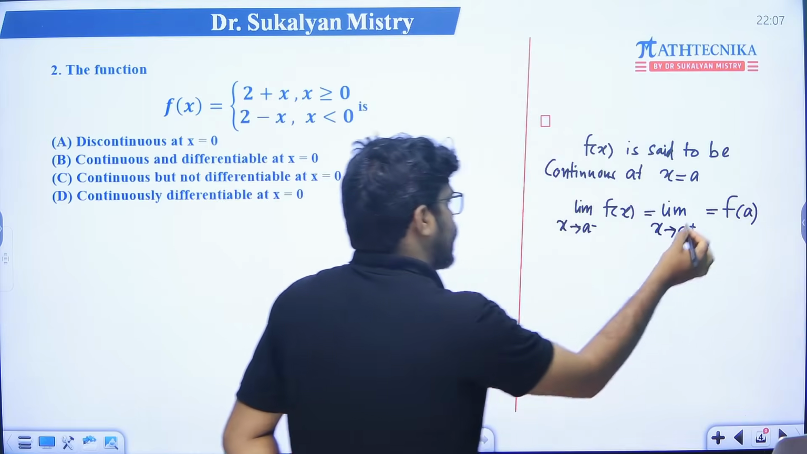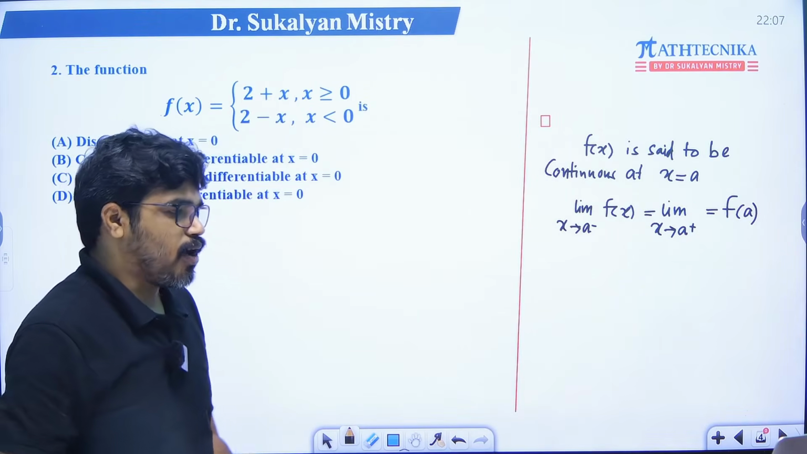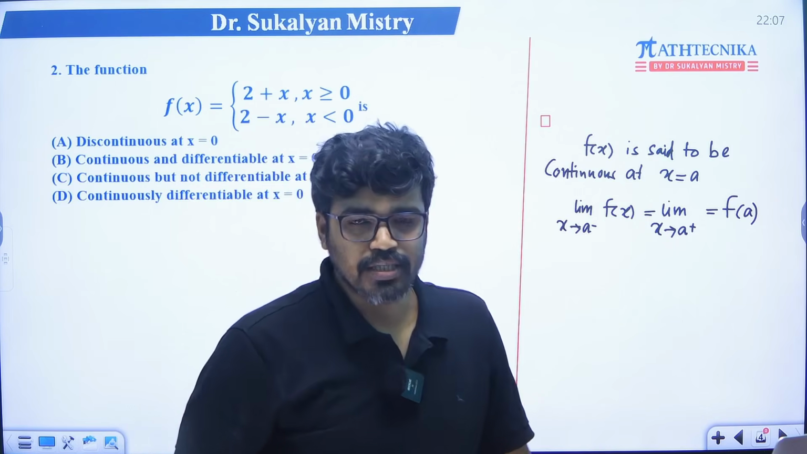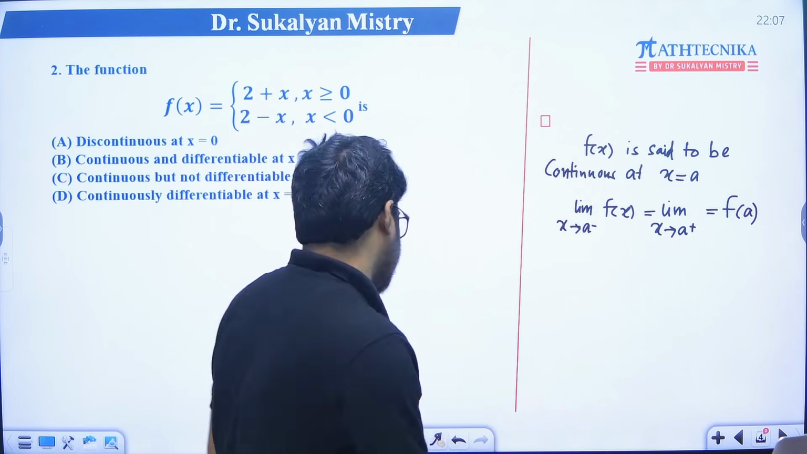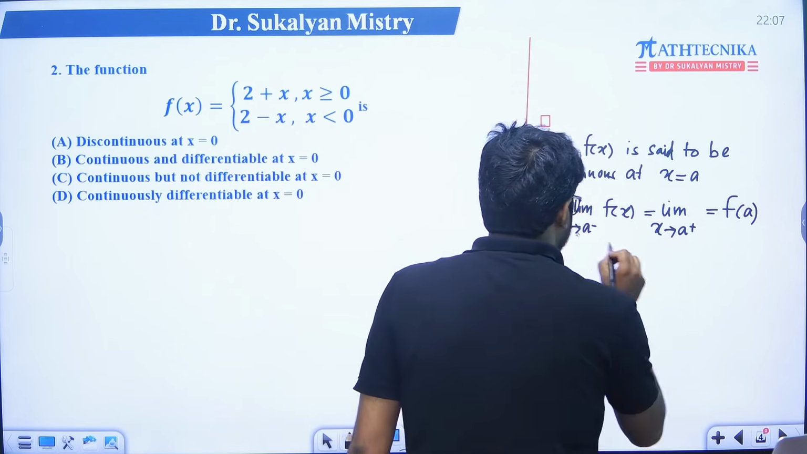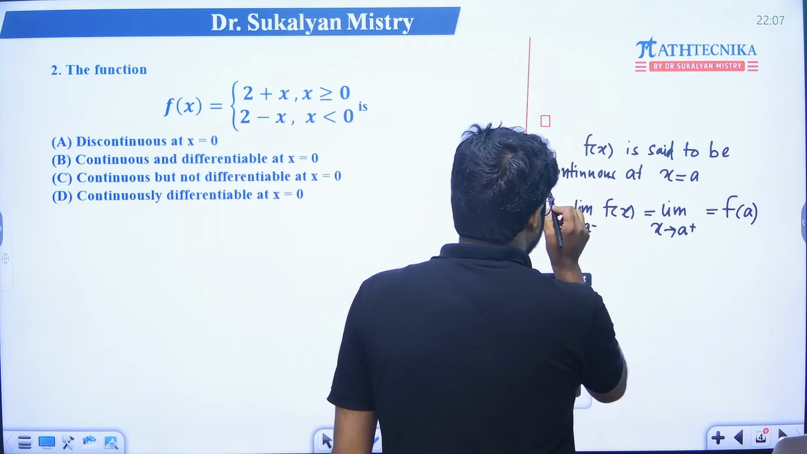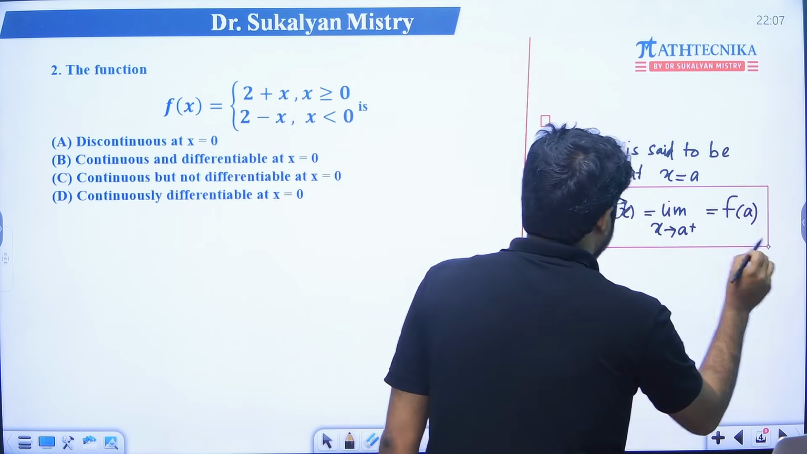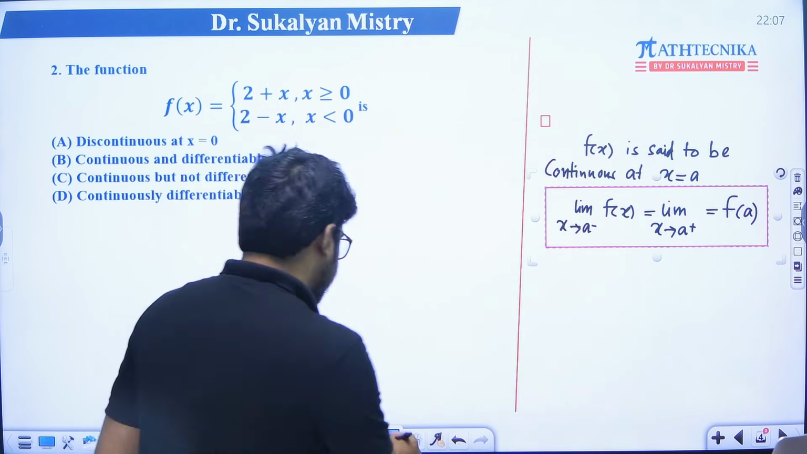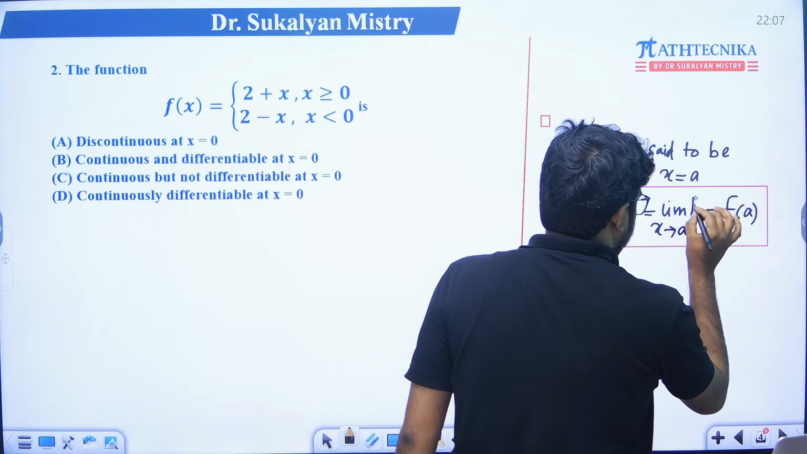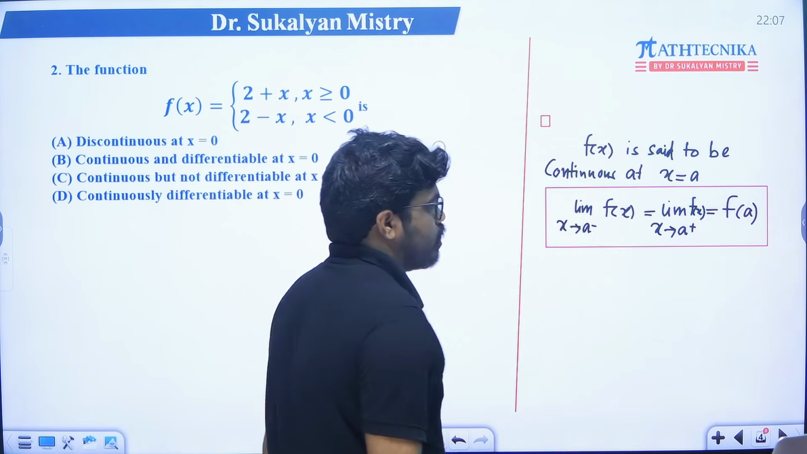If this condition is satisfied, then we say that the function f(x) is continuous at the point x equals a. So just note this definition. This is the definition of continuity: limit x tending to a minus f(x) is equal to limit x tending to a plus f(x), and that is equal to f(a).